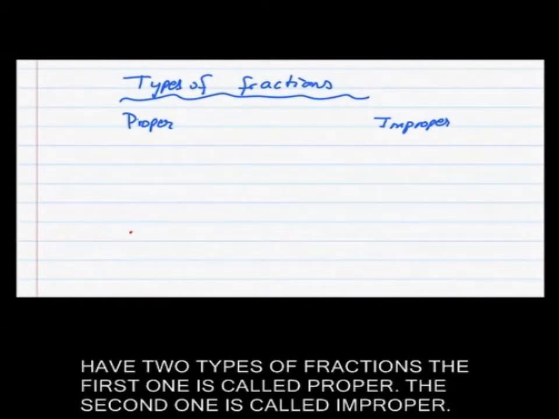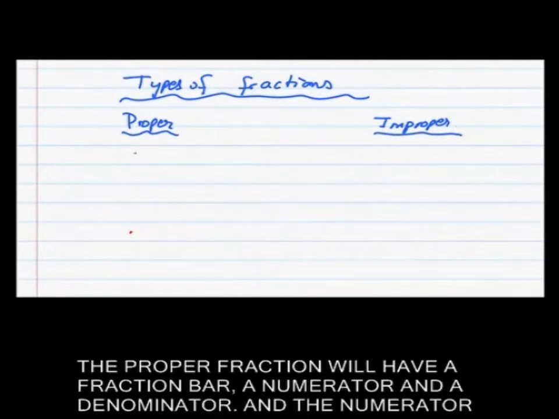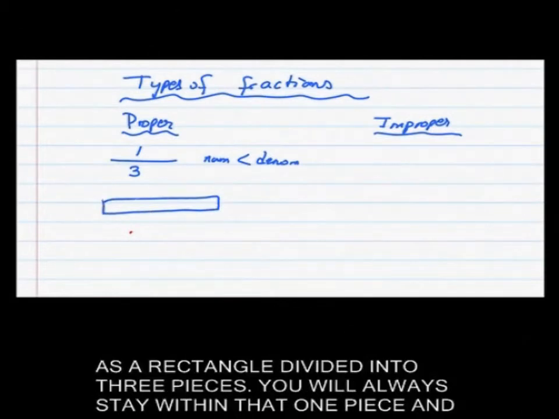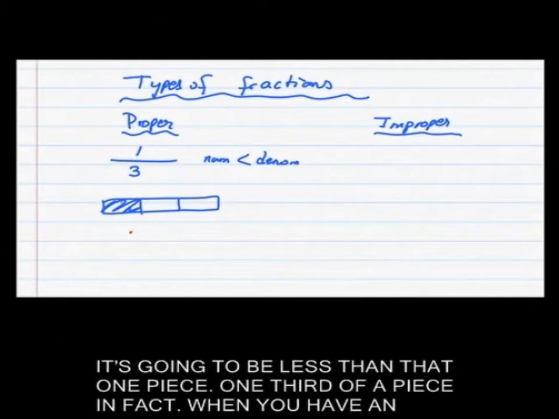Now let's talk about different types of fractions. We have 2 types of fractions. The first one is called proper. The second one is called improper. The proper fraction will have a fraction bar, a numerator, and a denominator. And the numerator will always be smaller than the denominator. In other words, if you have one whole represented as a rectangle divided into 3 pieces, you will always stay within that one piece, and it's going to be less than that one piece, 1/3 of a piece, in fact.